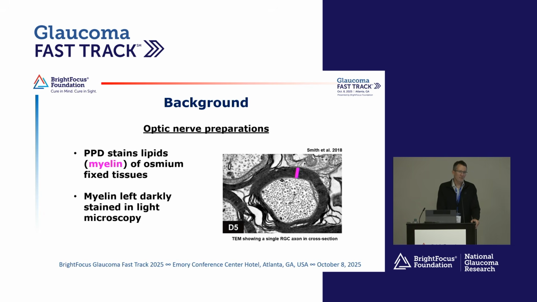One of them is by using paraphenylenediamine, PPD. In this technique, you have to use osmium-fixed tissue. So osmium binds to the lipids that are in the tissue. PPD chelates the osmium and thus makes it dark. It was developed decades ago for people doing TEM who wanted to be able to do light microscopy on their TEM samples at the same time. But the PPD ends up staining the myelin, which is a lipid.